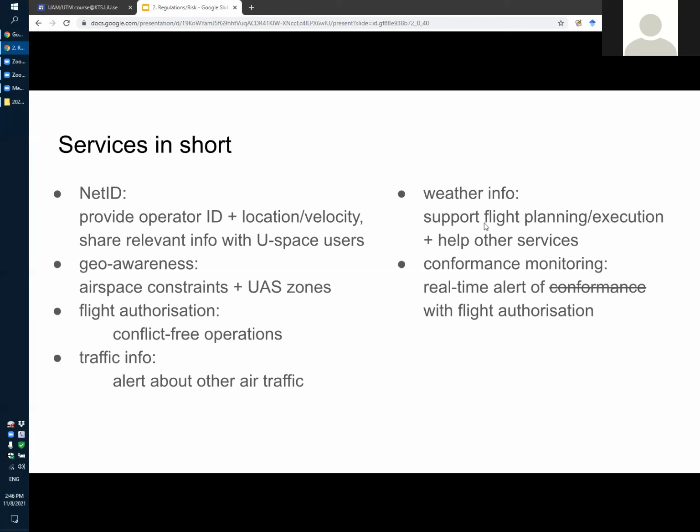The 2 non-mandatory services, weather information, should help with other services, in particular with flight planning and with actual flying. Again, no surprise. Conformance monitoring, yes, what it is. You have to provide real-time alerts if the flight authorization is not conformed with. So again, I think the names speak for themselves. This time I'm pretty happy about the terminology.